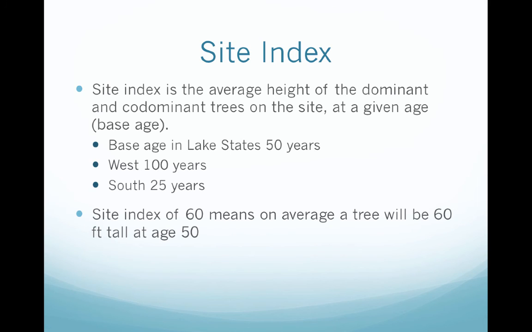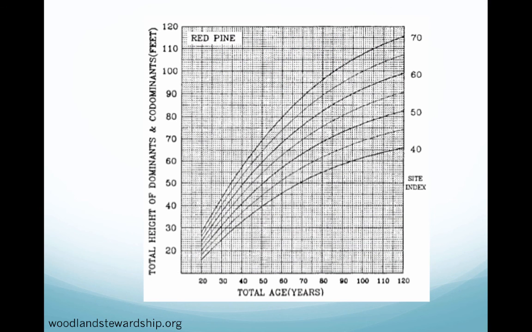Site index is the average height of the dominant and codominant trees on a site at a given age. This is your base age. The base age in the lake states is often 50 years. In the west it's 100 years, and in the south it's 25 years. So it will vary regionally, and it can vary based on the species you're using. So a site index of 60 means on average a tree will be 60 feet tall at age 50. So what does this mean?